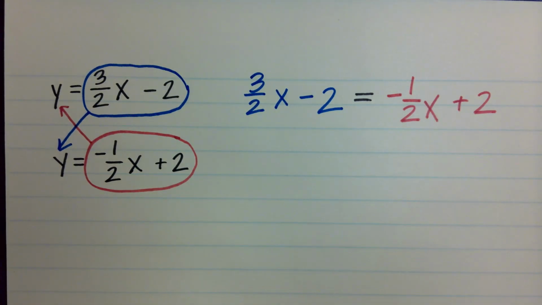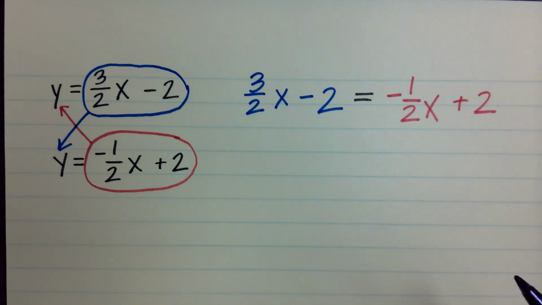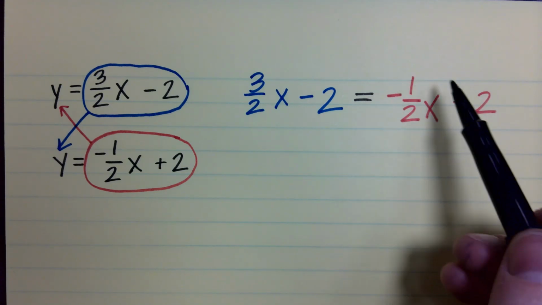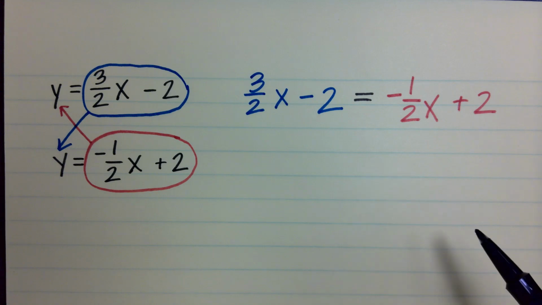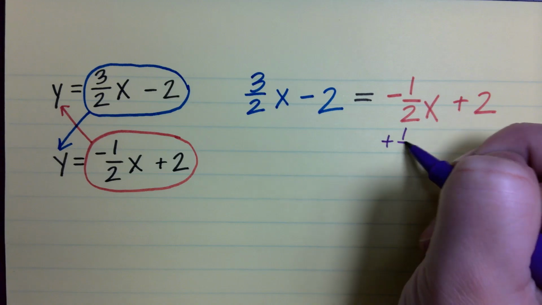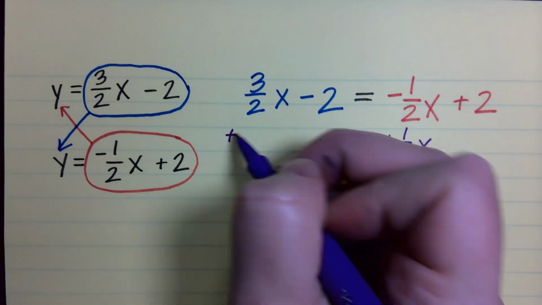What should we do first? Bring the x over. Yeah, which x? Do we want to mess with 3/2 or negative 1/2? 1/2. Yeah, so how do I bring this over? What should I write under it? Plus 1/2. Yes, I'm going to write plus 1/2 x on both sides.